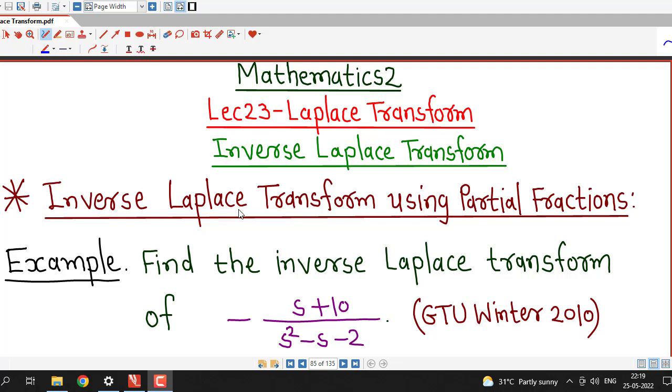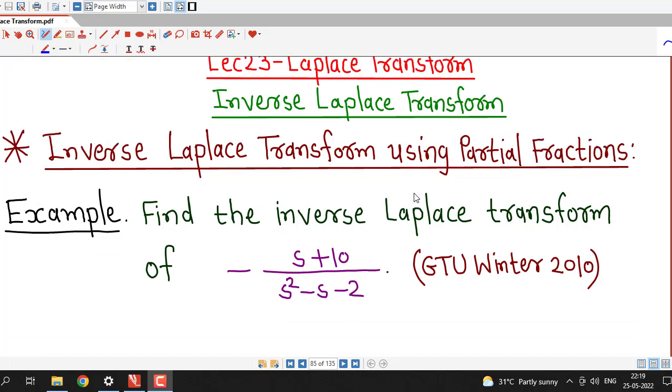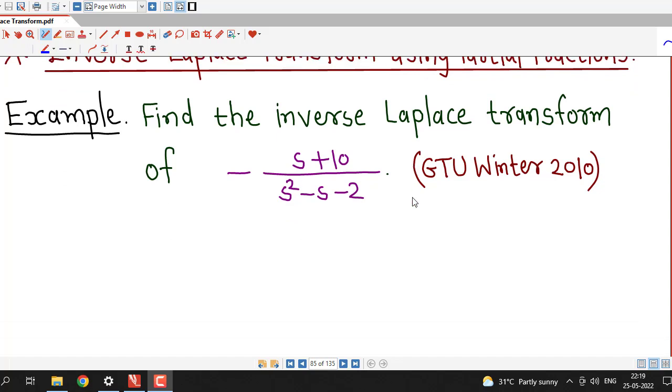In this lecture we will see how to find the inverse Laplace transform using partial fractions. We understand this with the help of an example: find the inverse Laplace transform of the function minus of s plus 10 divided by s square minus s minus 2. This question was asked in the GTU Winter 2010 exam.